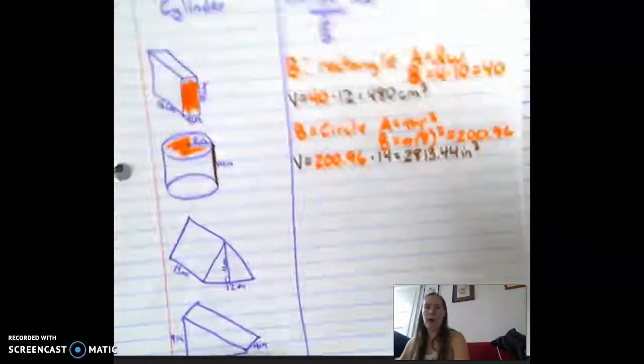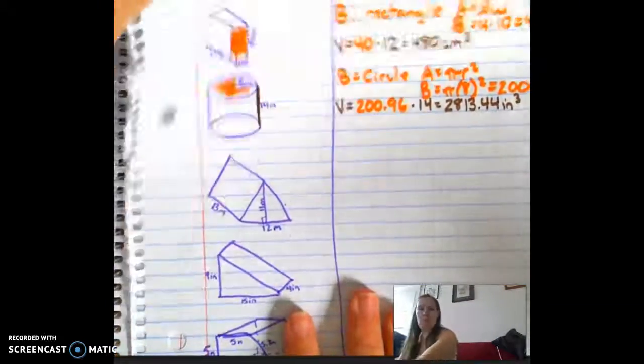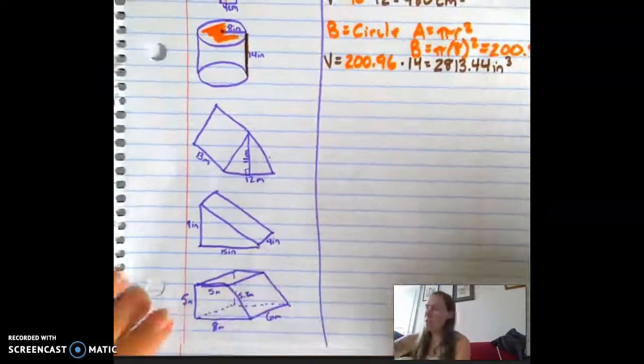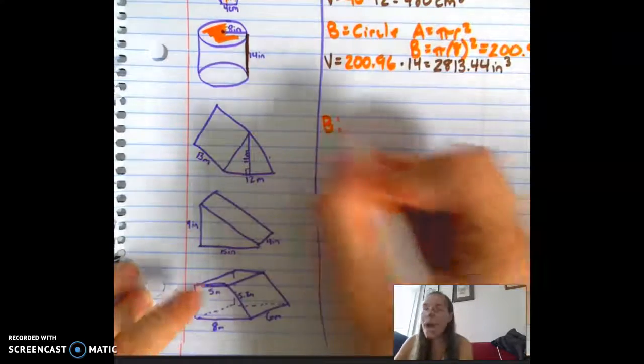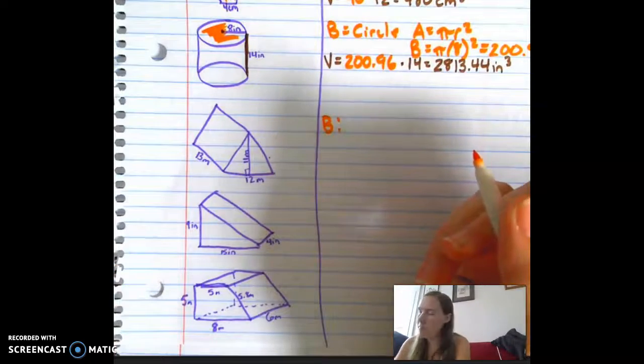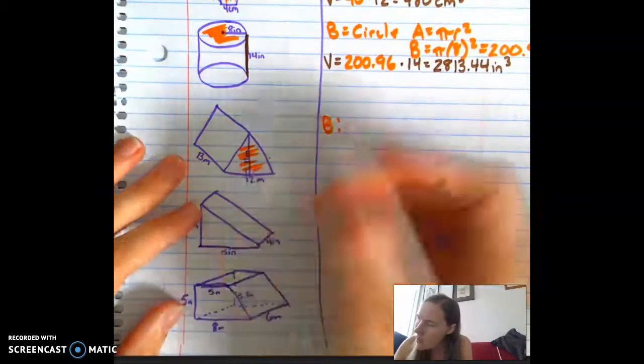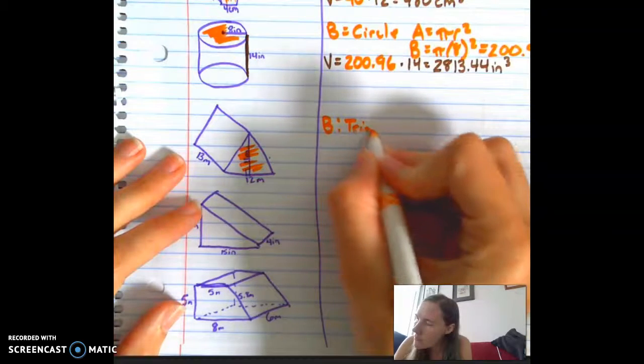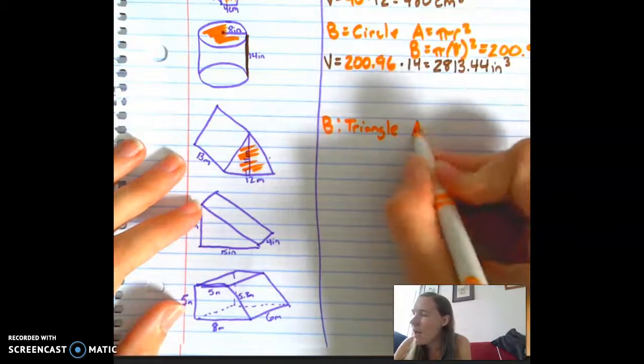So let's look at our next problem. First, big B. What is the shape of our base? A triangle. And what's the area of a triangle?